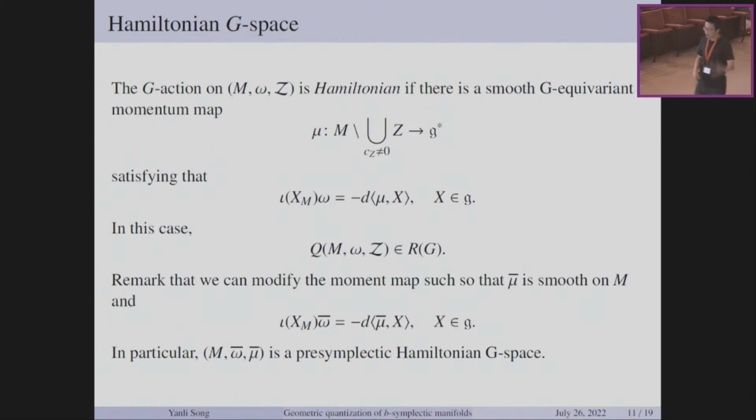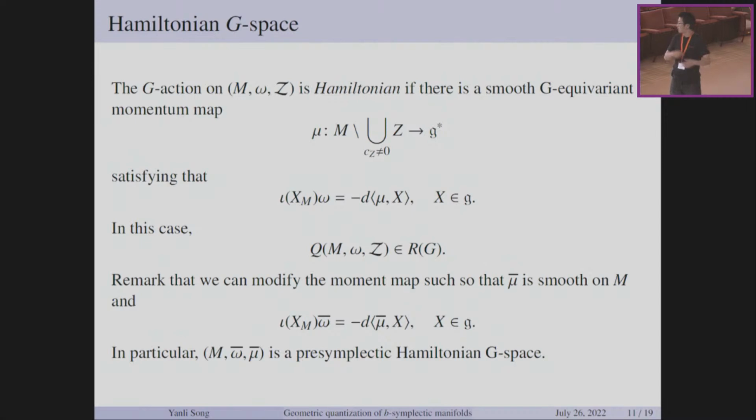You can define the Dirac operator. Its index will be finite dimensional, so the quantization will give you an element in RG. RG means that it is a character ring, a finite linear combination of irreducible representations of G. So it's guaranteed that if we use the almost stable complex structure to quantize it, its quantization will be finite. Another way to think about this is that omega bar is a regular two-form, which may not be symplectic. You obtain it from the projection from the B Dirac cohomology to regular cohomology. You can always modify the momentum map.